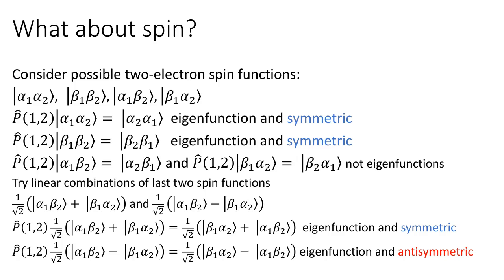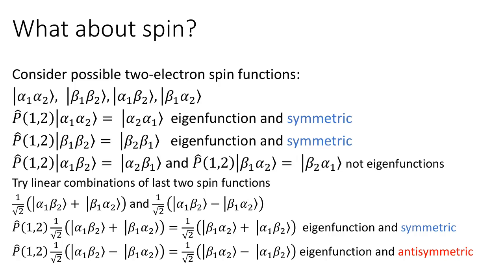And so our possible 2 electron spin functions are spin up, spin up, spin down, spin down, spin up, spin down, and spin down, spin up, right? So we have our alpha alpha, beta beta, alpha beta, beta alpha. Now, if we do the pairwise permutations, I'll show you the first one, where you're doing spin up, so we just switch the labels on 2 and 1, and you're left with basically the same eigenfunction, because it doesn't really matter which order you put those alphas in.